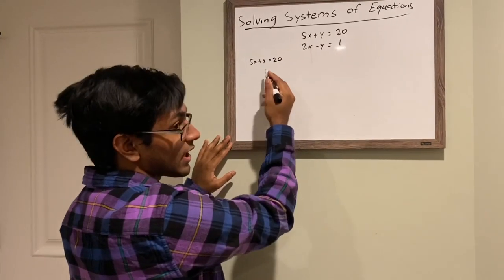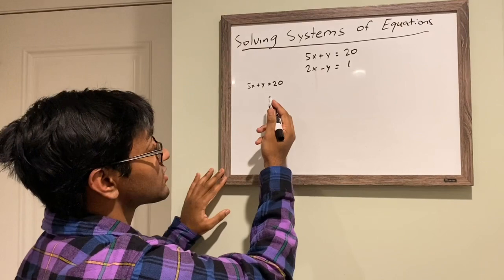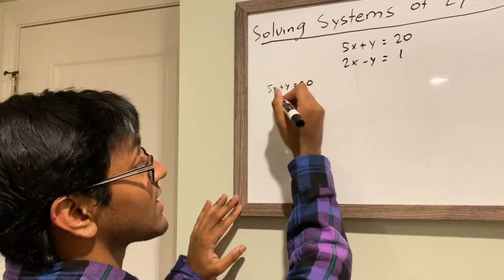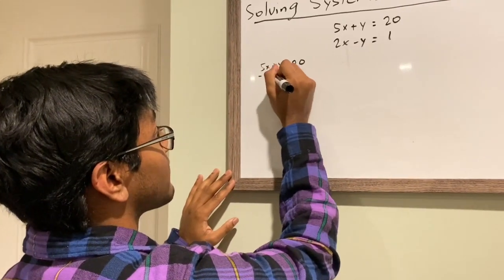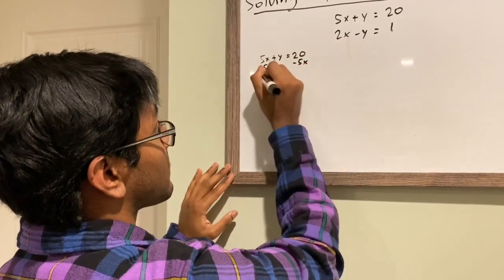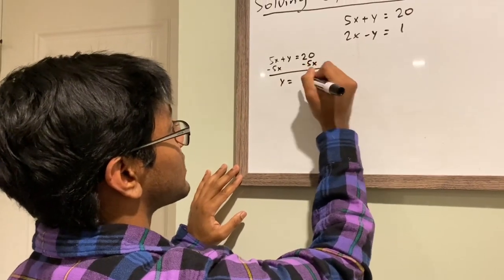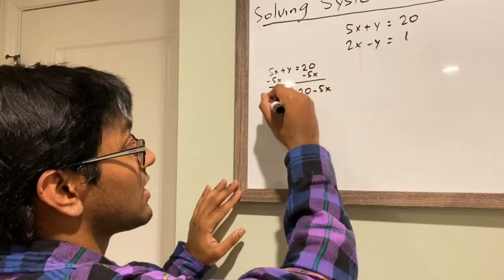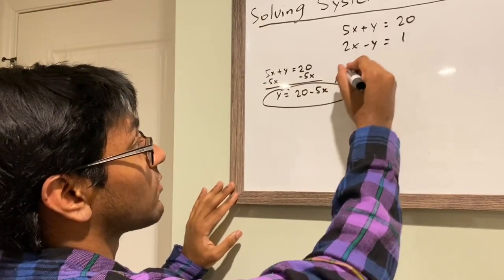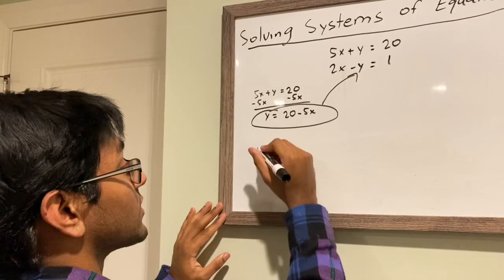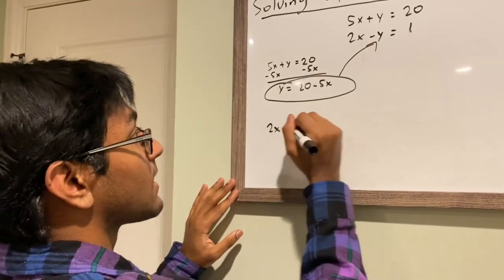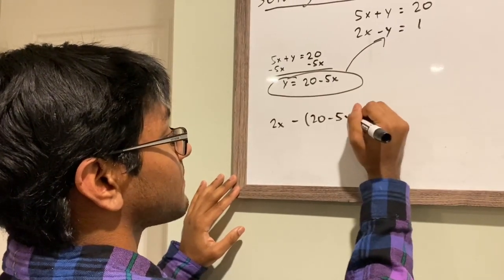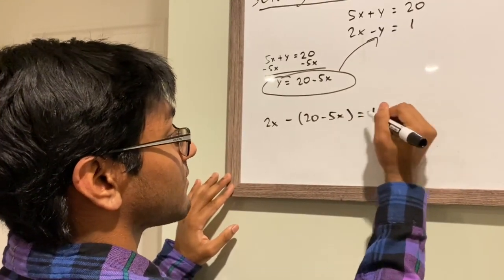So in order to solve for y, we need to isolate y, meaning it should be the only variable on its side. So in order to do that, we must subtract 5x from each side. So it's minus 5x, minus 5x. So we have y equals 20 minus 5x. Now we will take what we solved for y and plug it into y in the second equation. So we will have 2x minus (20 minus 5x) equals 1.